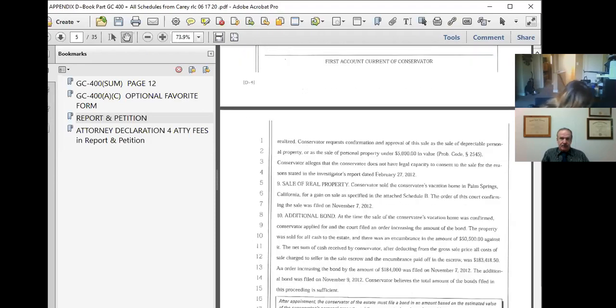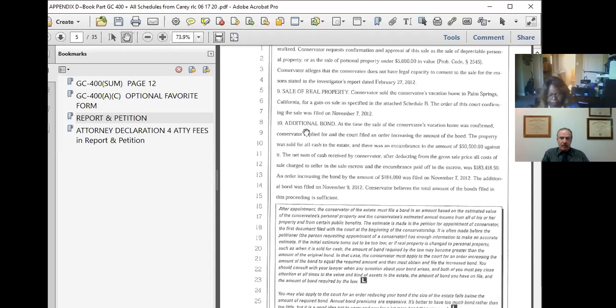So your $57,000 in cash that you started off with when you did the inventory and appraisal is now $257,000 in cash that you have, or that you've put in the accounts for the conservatee. So would your bond of $57,000 be sufficient at this point? No, correct. So here you will state, at the time we sold the vacation home and it was confirmed, we had a bond, whatever amount, but now we've sold the house and we've received all this extra cash. And you're going to tell the judge whether the bond is still sufficient or not.